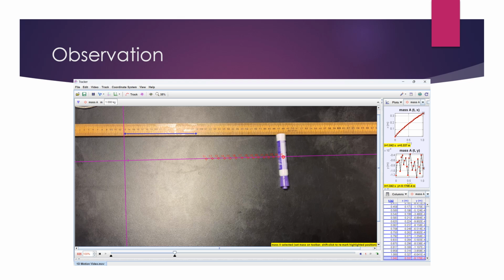The observation of this lab was an expo marker, the system, rolling across a table, which, including the Earth, is the surroundings. The yardstick is simply for reference for the tracker video. The expo marker rolls across the purple x-axis overlaid onto the video. That is our one-dimensional motion.